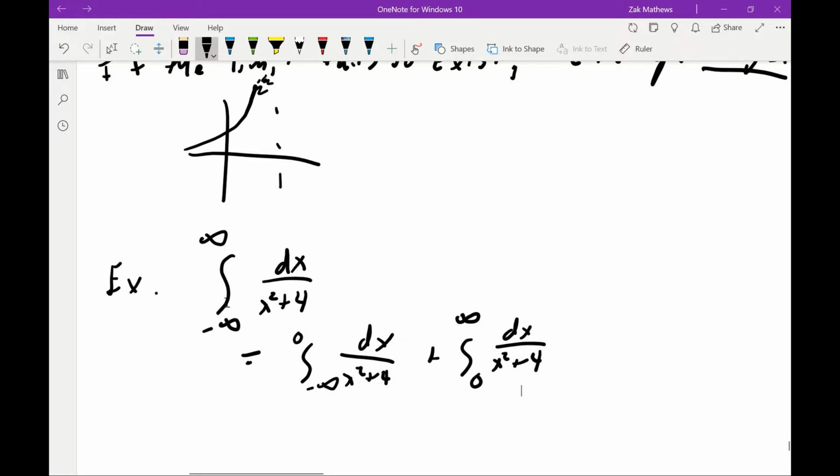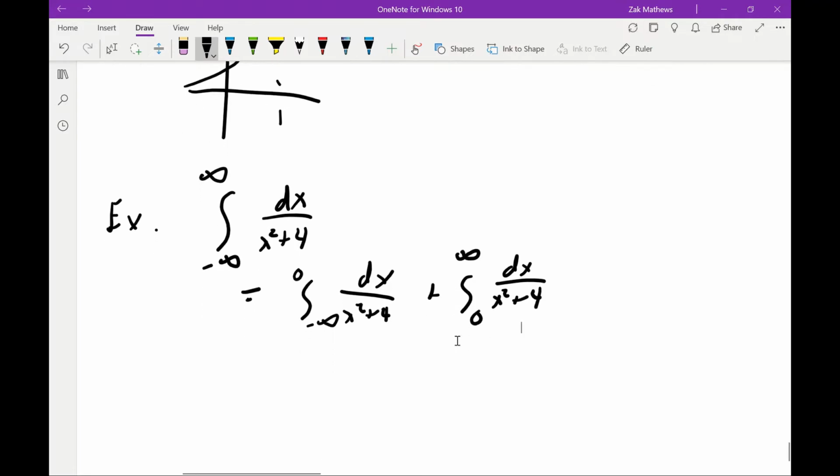But notice, we don't have to. We could have gone from negative infinity to negative 5, and then negative 5 to 0 to infinity. As long as we're covering that entire region, we can break it up however we want to. It's just the zeros tend to be much easier. Now we're going to have to use some limit statements. So we're going to say, let's take the limit as, we'll call it a, goes to negative infinity, and I'll go from a to 0 my integral, dx over x squared plus 4.